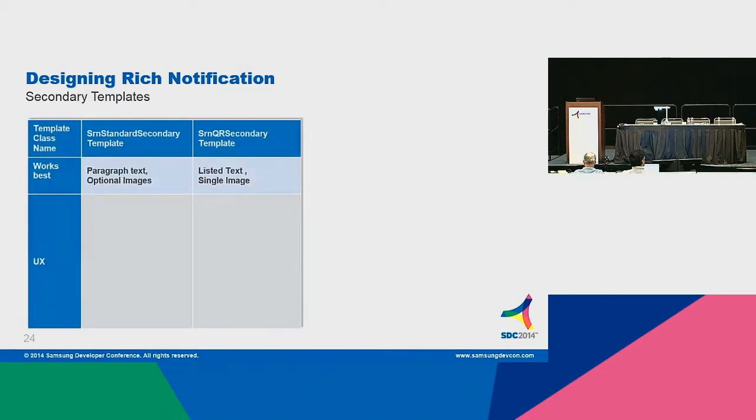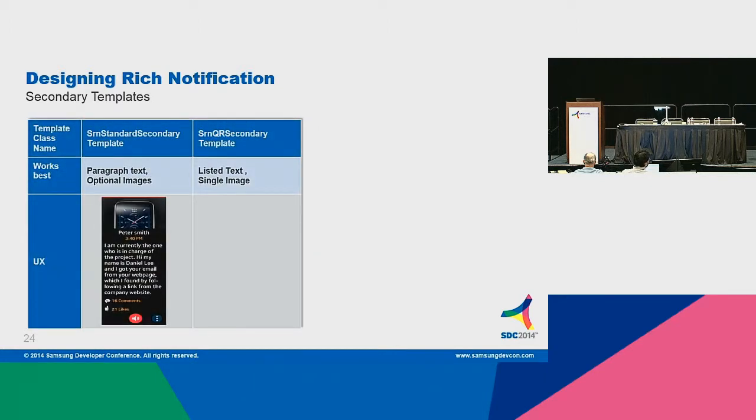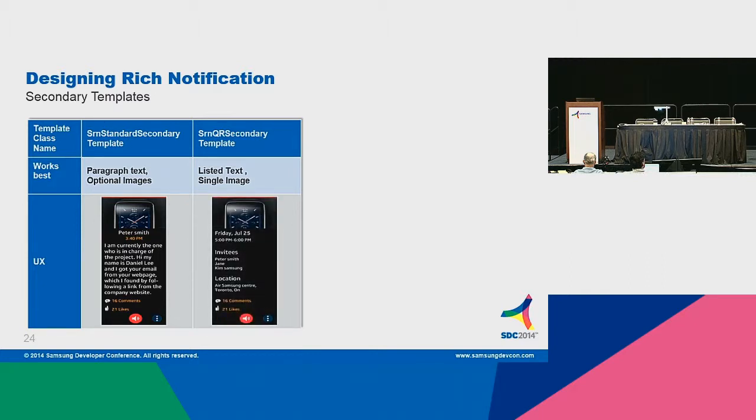It's the same for secondary. Like you have a paragraph text, as Johan has already shown a similar image. You can use the standard secondary template. And if you have a listed thing, listed text, then you can use a secondary, sorry, I think there's a mistake. This is not QR secondary, this is the standard listed secondary template class.